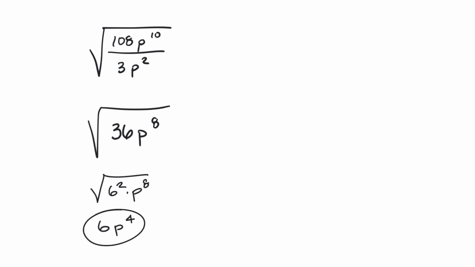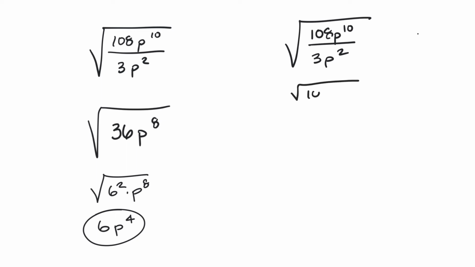Okay, so let's check. Let's do the same thing here, but we'll do it without simplifying first and see if we can come up with the same value or same expression. So I'll rewrite that. We've got the square root of 108 p to the 10th over the square root of 3p squared. So 108, let's find the prime factorization for that.